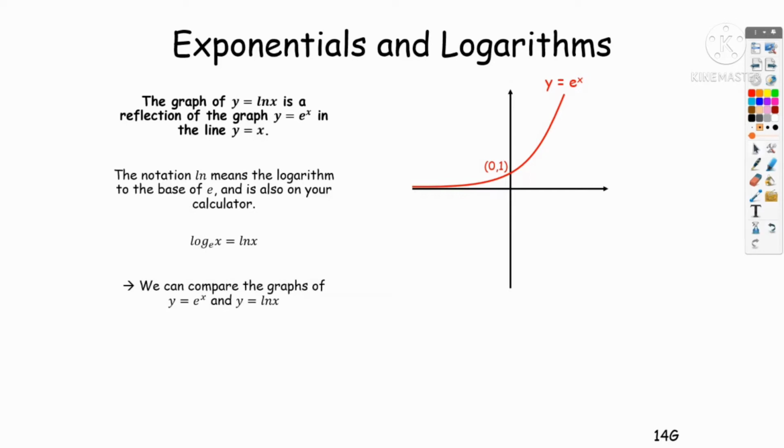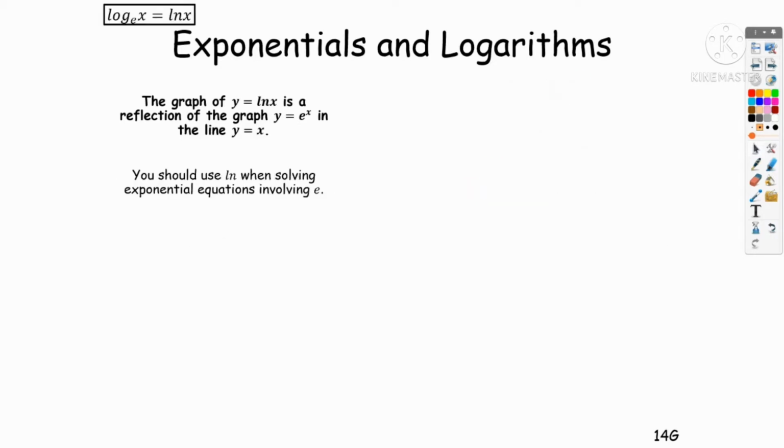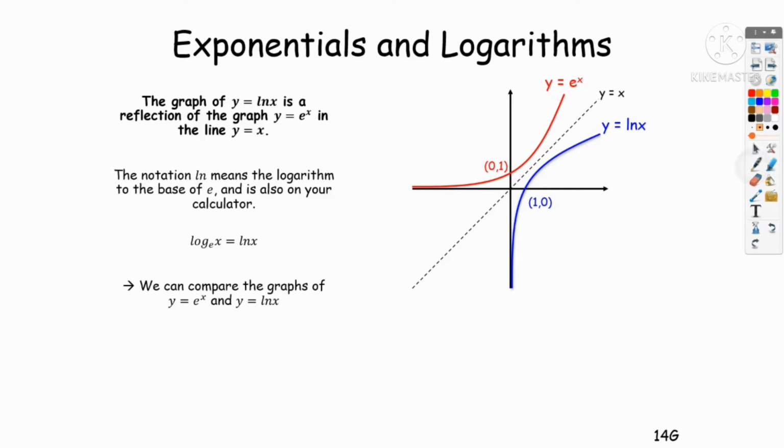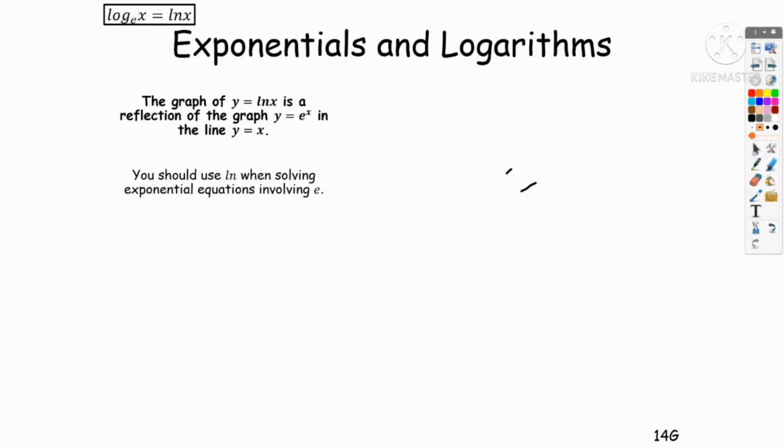We can compare the graphs of y equals e to the x and y equals the log of x. Alright, so (1, 0) and (0, 1). These points here are symmetrical of each other. Okay. They are reflections of points. So, the graph of y equals log of x is a reflection.